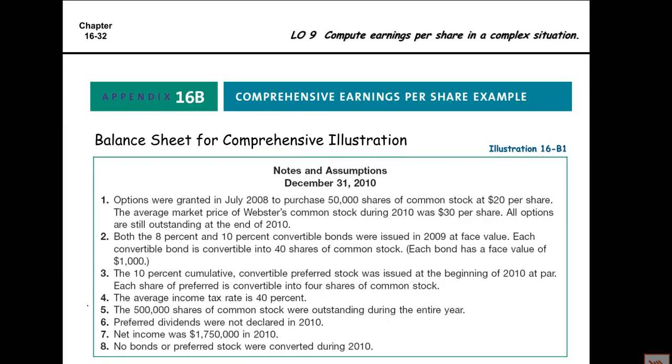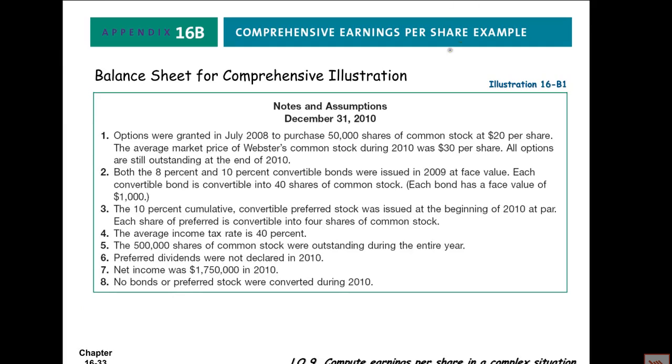And then they give us some facts from the notes to the financial statements. We have 50,000 shares in options, $20 strike price. Average market price was 30, so this is going to be dilutive, because the 30 average market price is greater than 20, which is the exercise price.